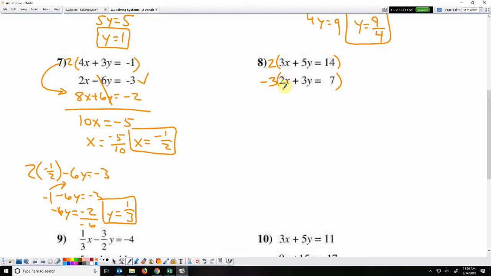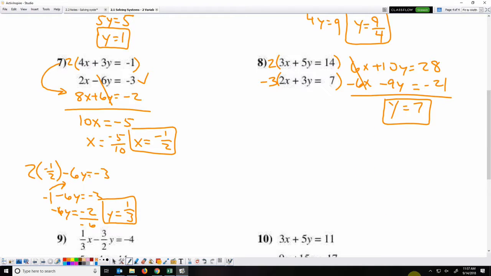So when I rewrite these, I've got 6x plus 10y equals 28. And I've got negative 6x minus 9y equals negative 21. So now I have eliminated the x's. And 10y minus 9y is 1y. And 28 minus 21 is 7. So I've got my value of y.